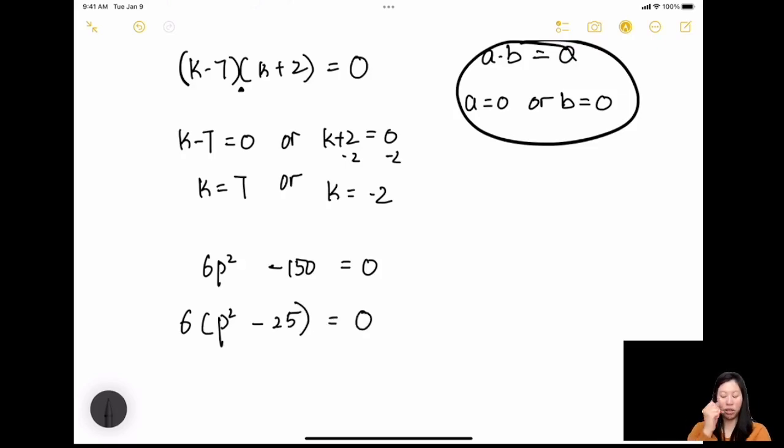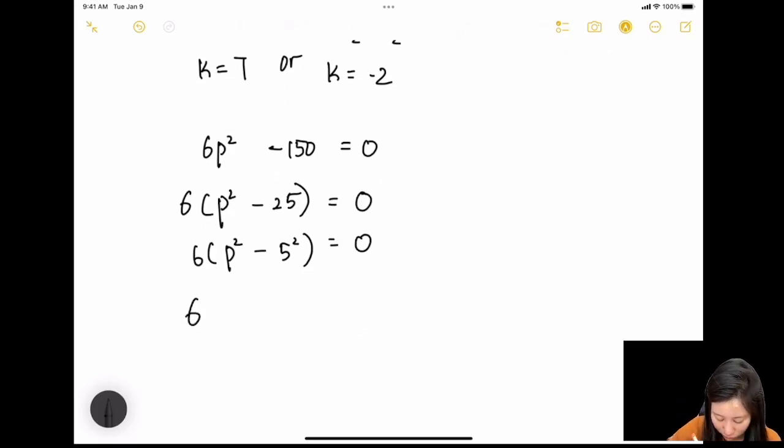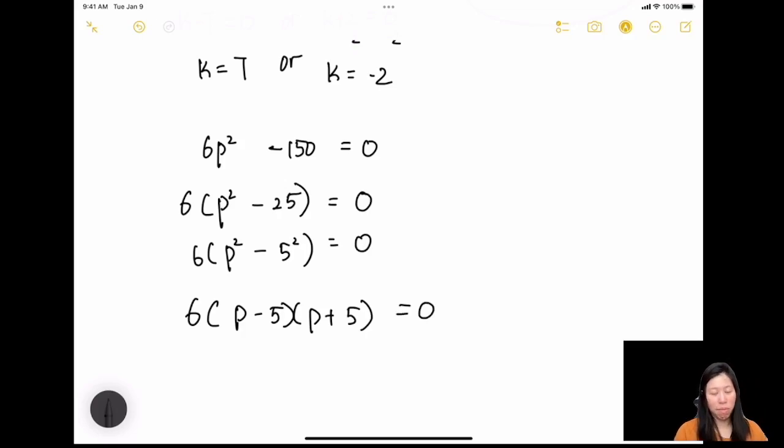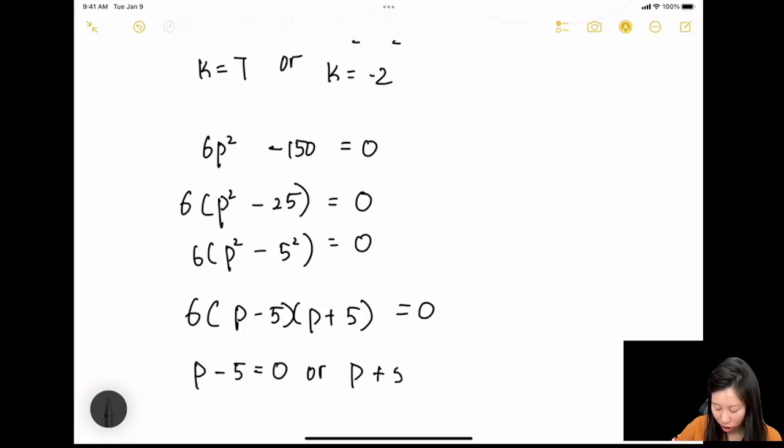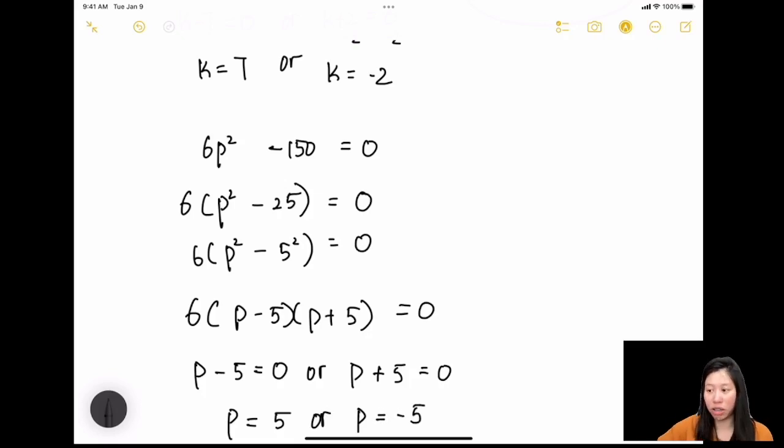Then we have p squared minus 25, the difference of squares. We write 25 as 5 squared. So I have p minus 5 times p plus 5 equals 0. By the zero product rule, we know that 6 is not equal to 0, so p minus 5 equals 0 or p plus 5 equals 0. That means p either equals positive 5 or p equals negative 5.